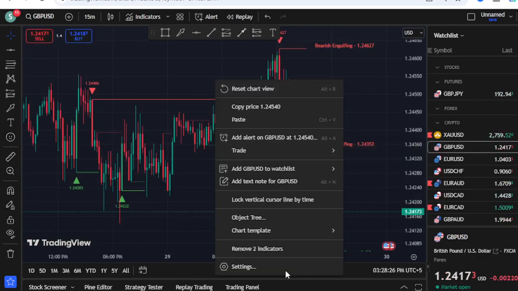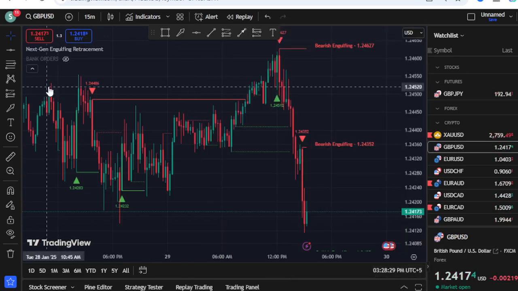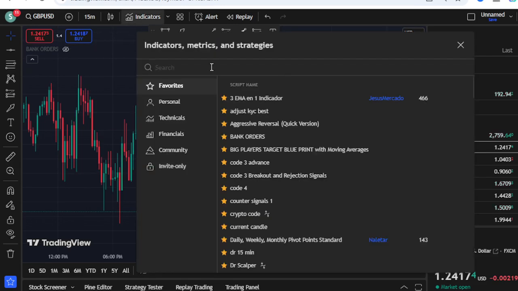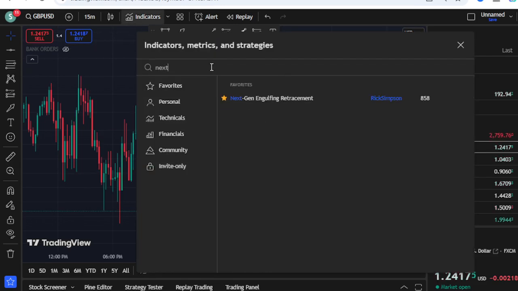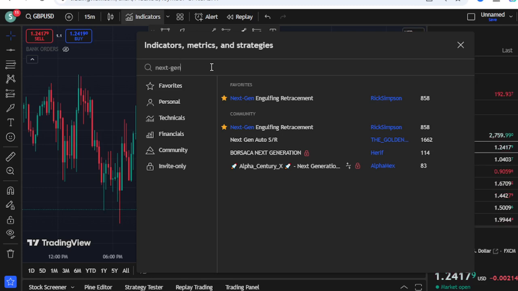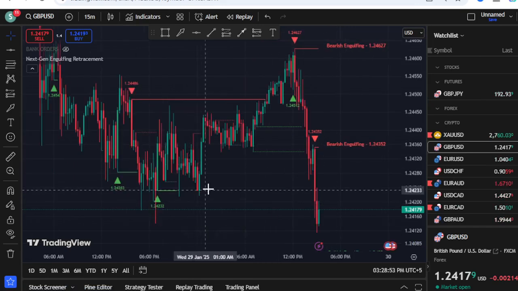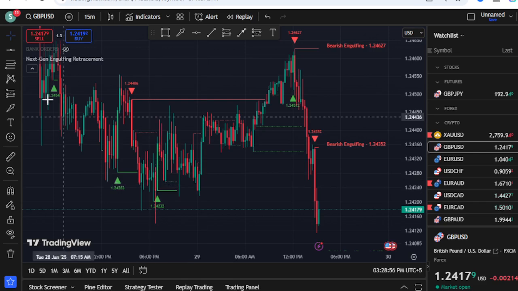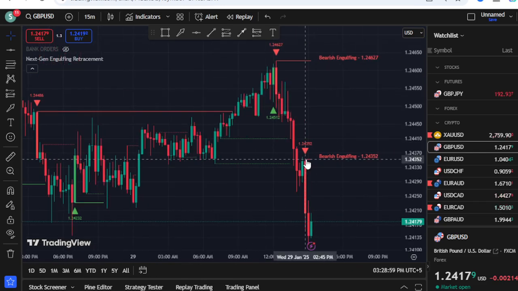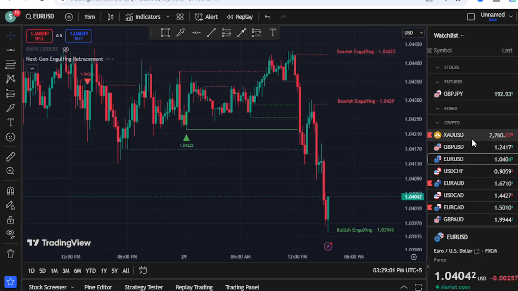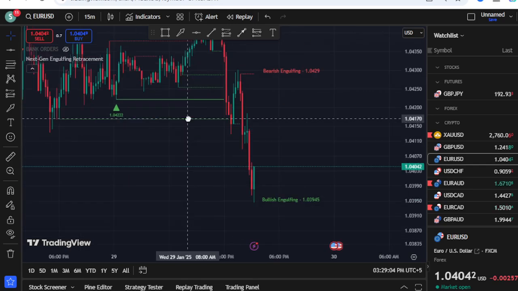Okay, guys, first of all, let's talk about which indicator this is. We go to the indicator section and write next dash GEN. When you write that, this indicator will come, called Next Gen Engulfing Retracement, and the name of the author is Rick Simpan. You can see this indicator is gaining importance among traders. Once you click it, it tells you about the bullish and bearish engulfing retracements. This is not just a normal engulfing, it is also a retracement from these levels.